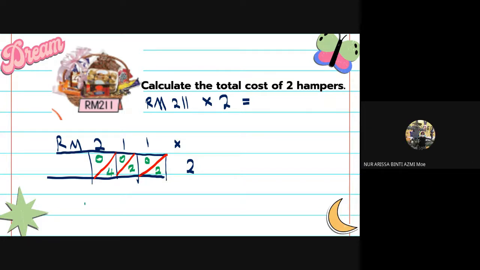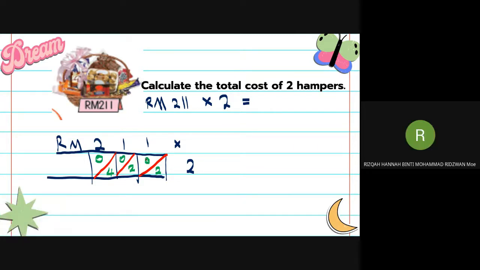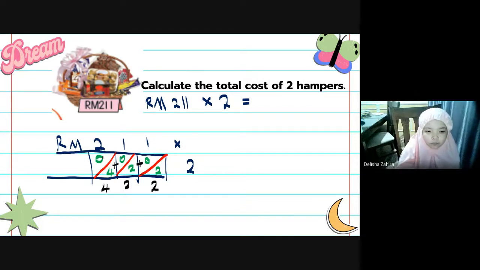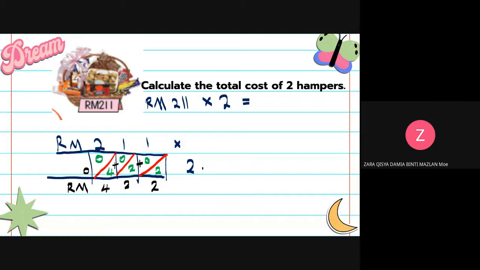Then what do you need to do? Plus. Okay, plus. This one is 2, the answer is 4 to 2. This one is 2 plus 0 is 2. 4 plus 0 is 4. This one is 0. So the answer is 422 ringgit.